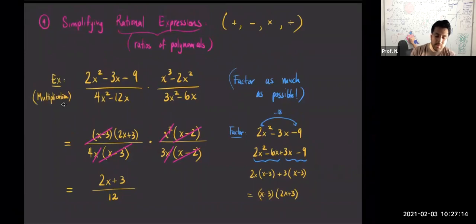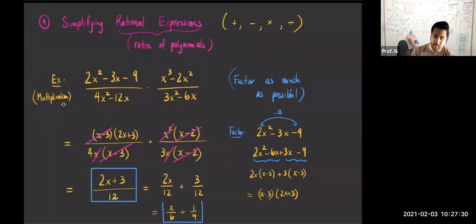So that's it. I've canceled everything as much as I can. So I can leave it like this. And if I want to, I can also separate the fractions, and I'm left with x over 6 plus 1/4. So either way is fine. I can leave it like this, or I can separate them if needed. Okay. Make sense?